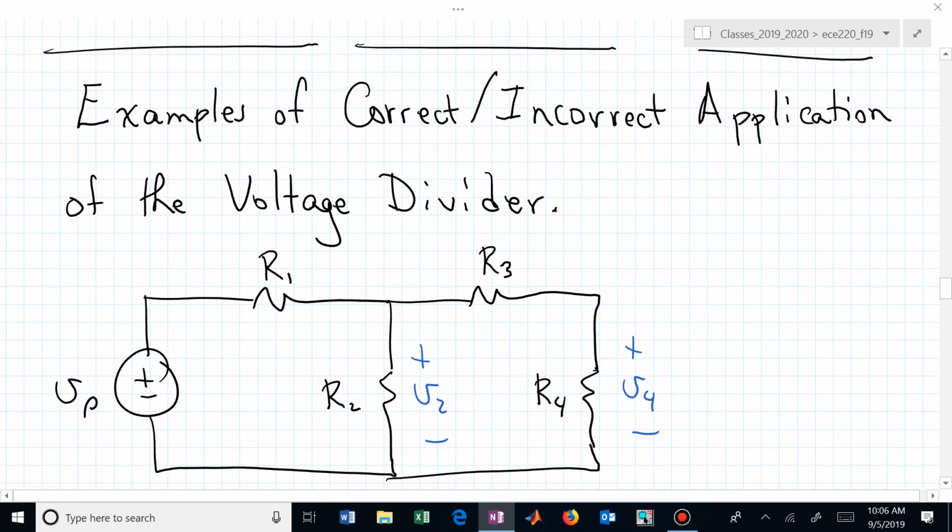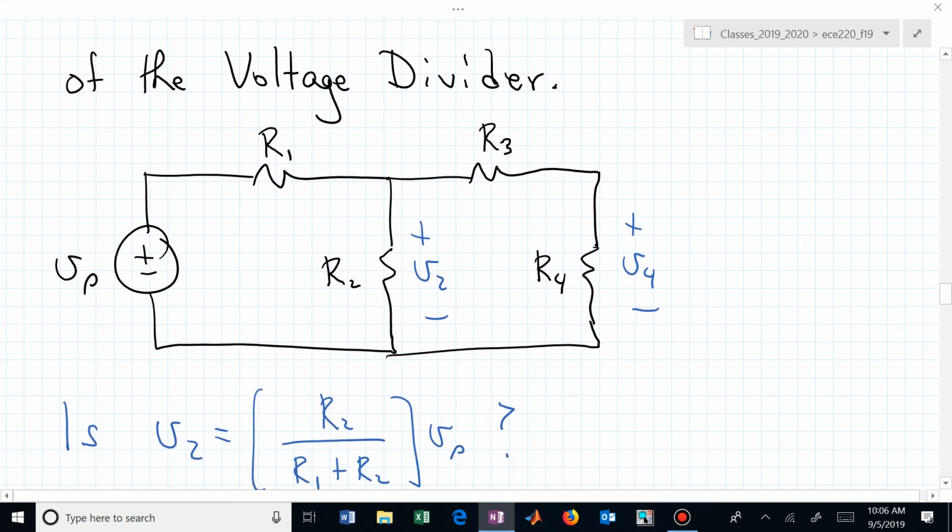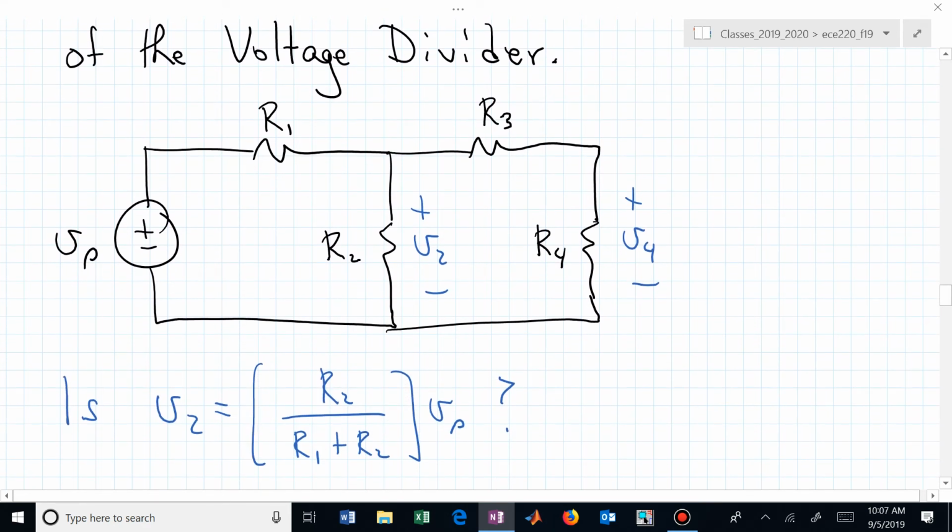Let's look at some examples of correct and incorrect. Now we've seen both. We've seen the impact of loading a classical voltage divider circuit. Here's now a new circuit, and we want to start analyzing it. And I think you know my next question. Is V sub 2 equal to R2 over R1 plus R2?